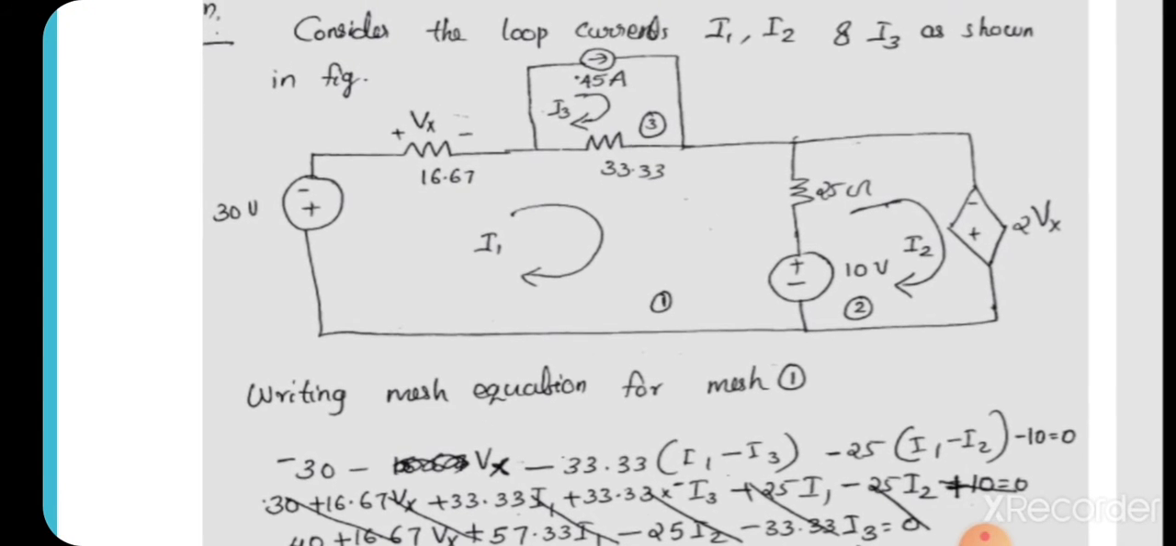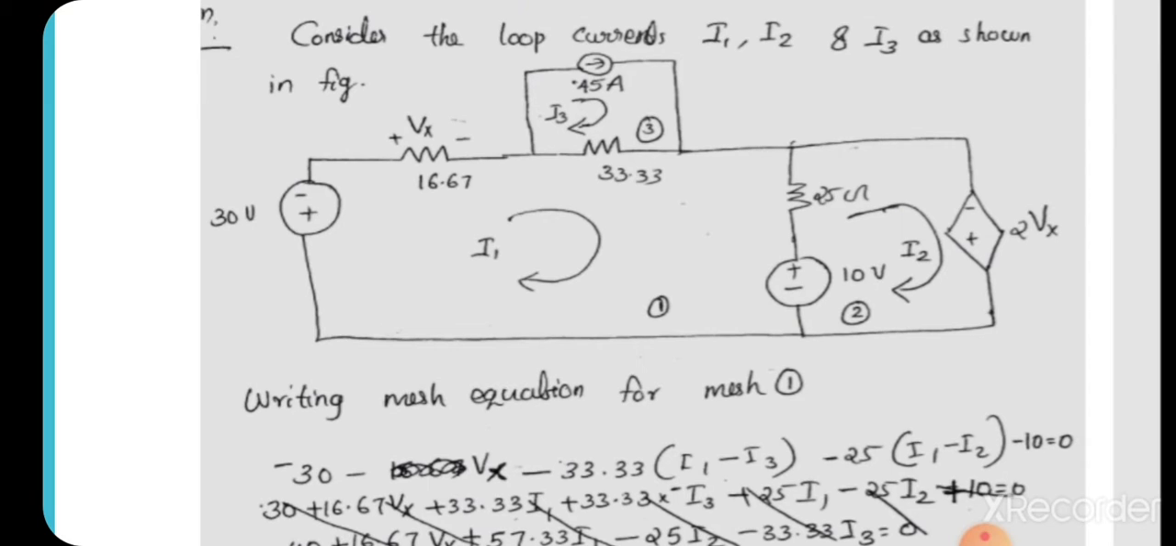Is it I1 only? No. You know that through the 33.33 resistor there will be current I1 flowing in one direction and I3 flowing in the opposite direction. So what is the net current? The net current through 33.33 ohm will be I1 minus I3, okay? So you can write in the equation minus 33.33 times (I1 minus I3).